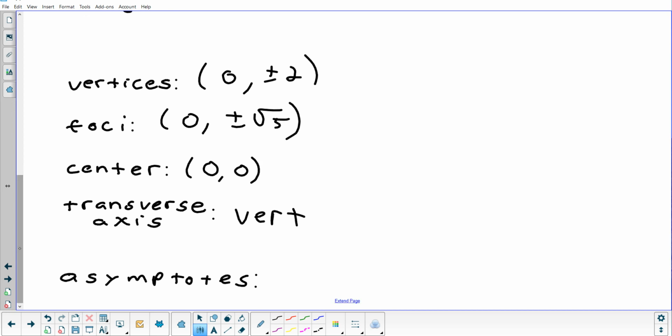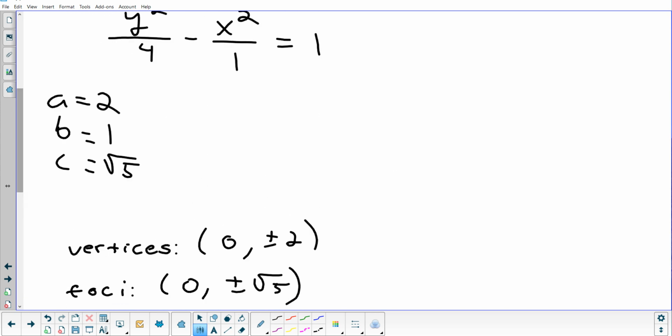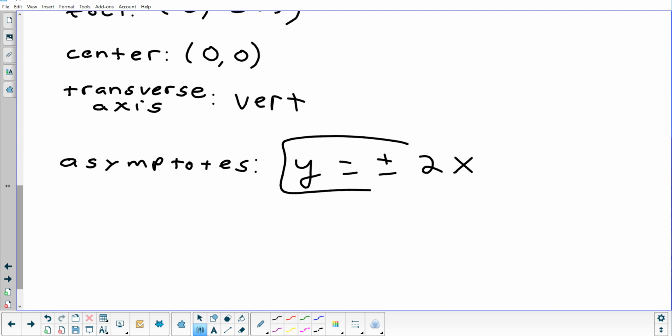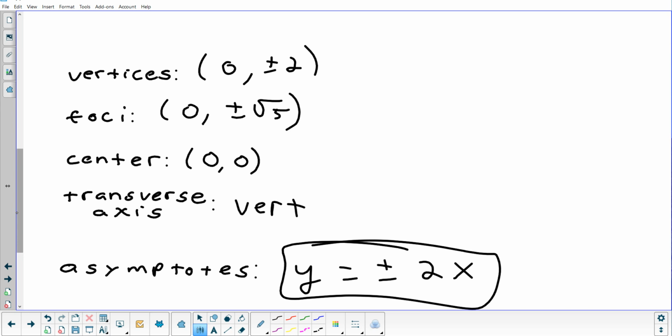And asymptotes. Well, we know it's something like that. But what's the slope when the transverse axis is vertical? Yep. A over B. 2 over 1. So you could just write 2. There you go. Okay, questions on that one? So that's the one where they give you the equation and then you have to describe all the characteristics.